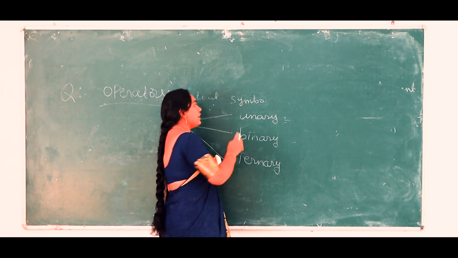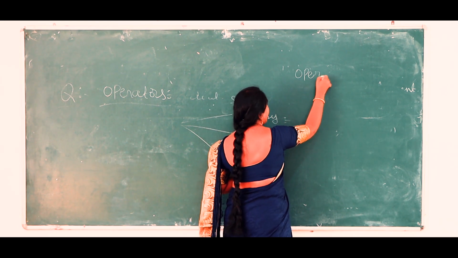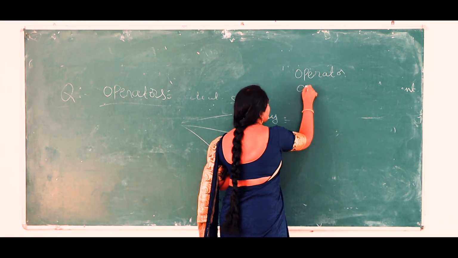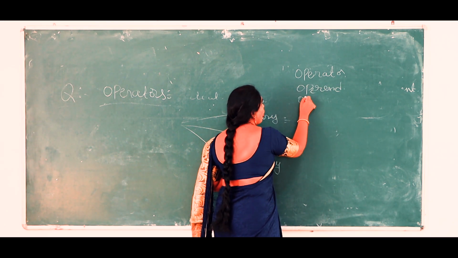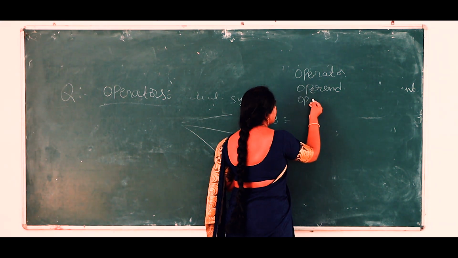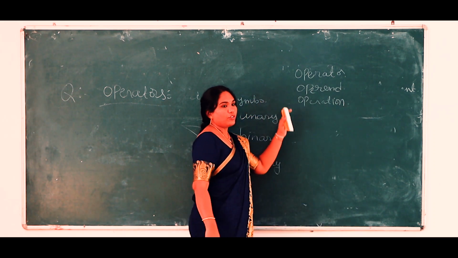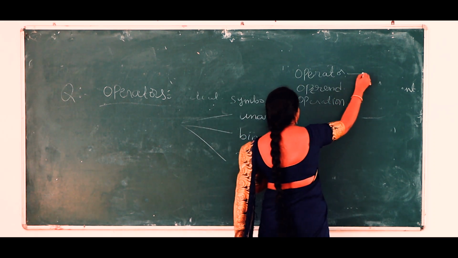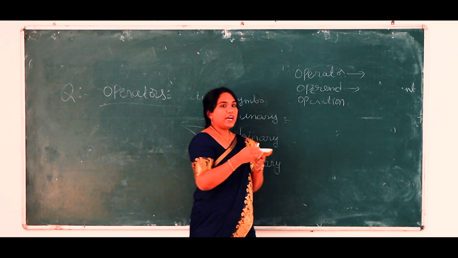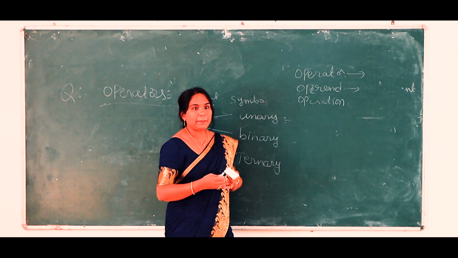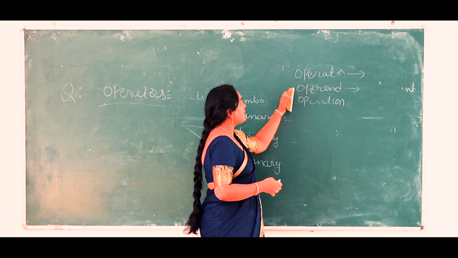Listen carefully here. We are using three words in this concept: operator, operand, operation. What is meant by operator? It is a special symbol. Next, what is meant by operand? Where we are applying those symbols, that is called the operand. What is meant by operation? These two combined are called the operation.